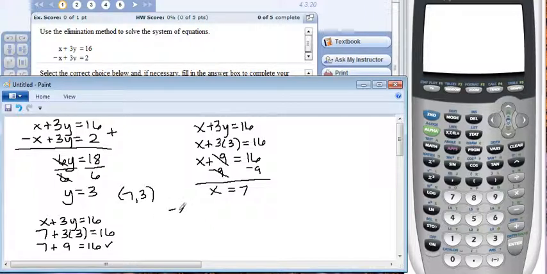Now remember, it has to work for both. So we write down the original equation. I'm going to substitute my 7 in here. I've got a negative 7 then, because it says the opposite sign.